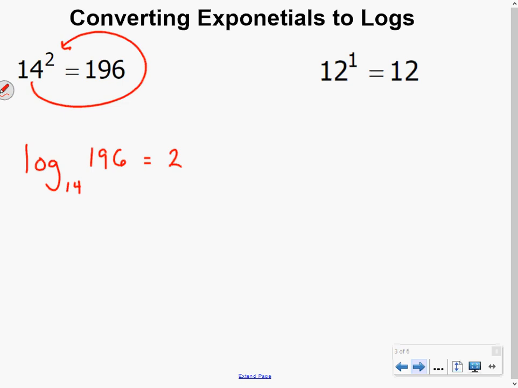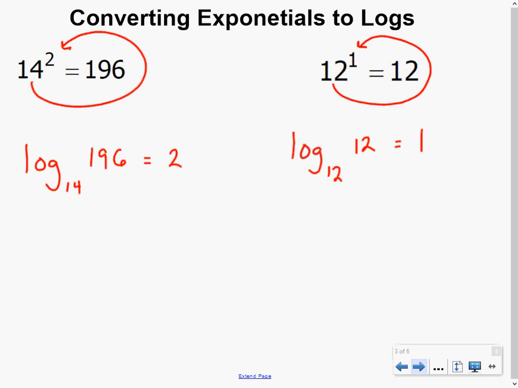And another one here. Again, we can use our little trick. Log base 12 of 12 is equal to 1. Again, we're asking ourselves, what power does 12 need to be raised to equal 12? Well, it just needs to be raised to the first power.